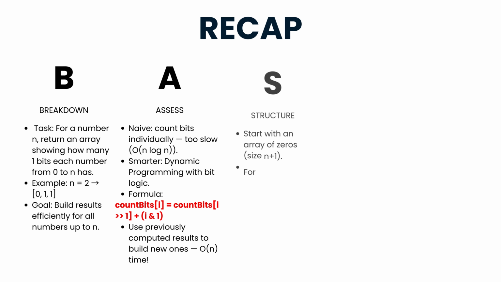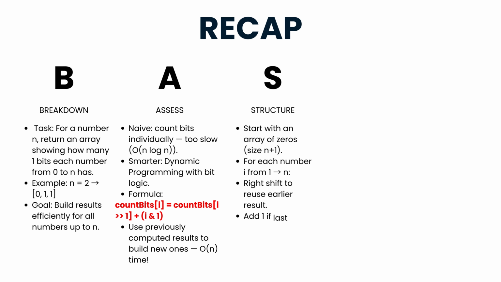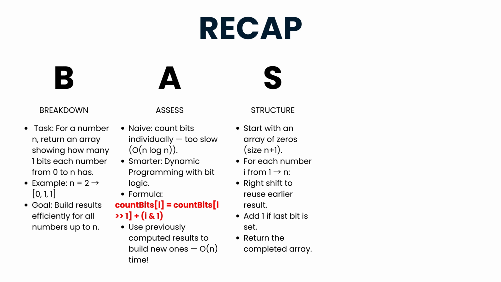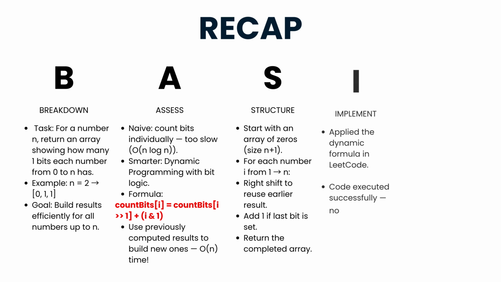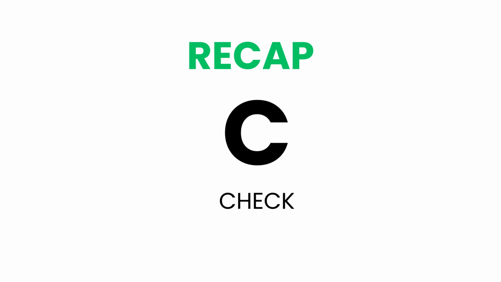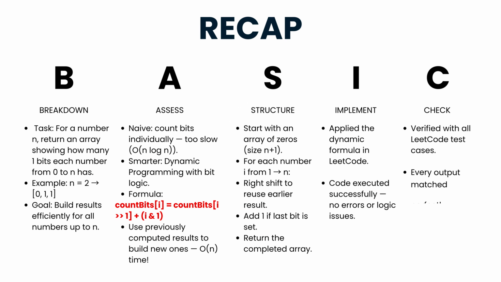Structure recap. The plan was straightforward. Start from 0, and for each number, calculate its bit count using previously stored results. This lets us fill up the array step by step without recalculating from scratch. Implement recap. We coded this solution on LeetCode, and it executed smoothly without any syntax or runtime errors. Check recap. After running the test cases, the output matched perfectly across all inputs, confirming that our dynamic programming approach worked exactly as intended.